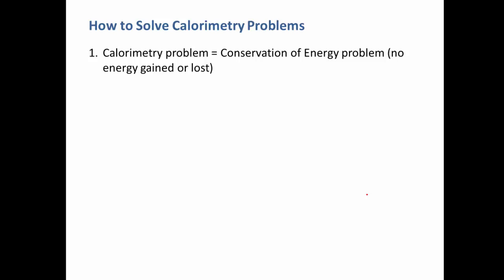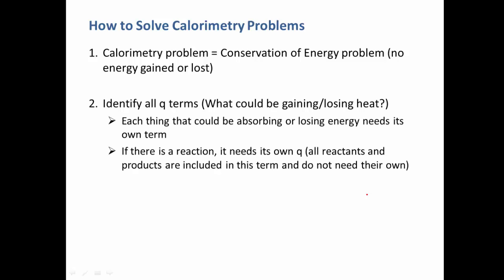So how we go about solving these problems is just like before. It's a conservation of energy problem, which means no energy is gained or lost. That means we have at least two Q terms, and they're going to be added together to equal 0. The first thing you need to do is figure out what those Q terms are. Those Q terms come from everything inside and outside of the system that could be gaining or losing heat.